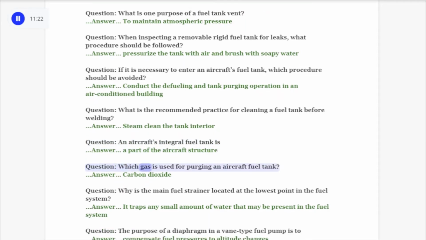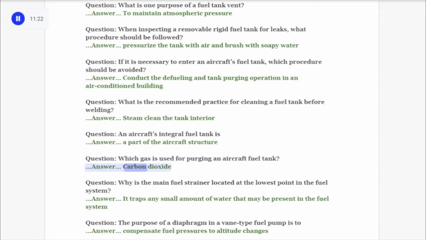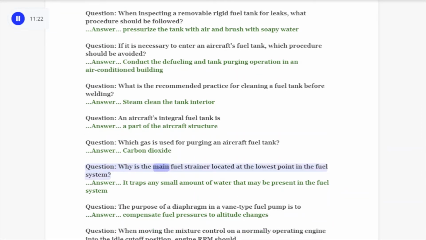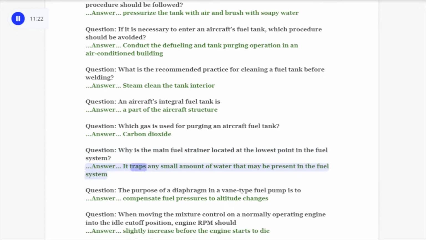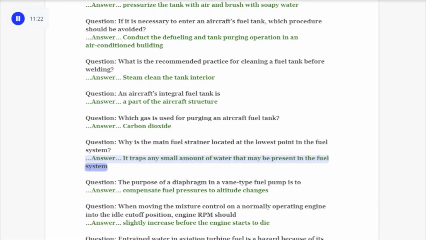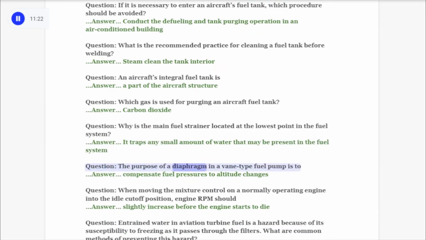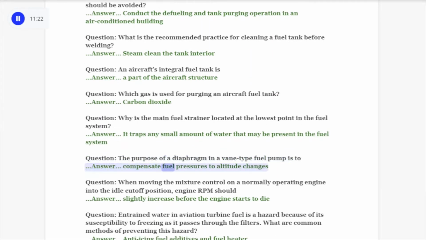Question: which gas is used for purging an aircraft fuel tank? Answer: carbon dioxide. Question: why is the main fuel strainer located at the lowest point in the fuel system? Answer: it traps any small amount of water that may be present in the fuel system. Question: the purpose of a diaphragm in a vane-type fuel pump is to? Answer: compensate fuel pressures to altitude changes.